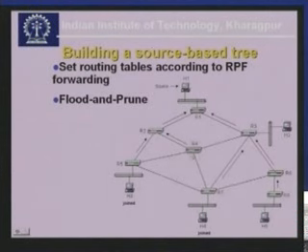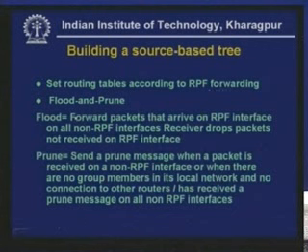So for building a source based tree in a network like this, set routing tables according to RPF forwarding, and then use flood and prune. We will discuss this. Set routing tables according to RPF, as we have already discussed, and then do flood and pruning. What is flood? Forward packets that arrive on the RPF interface on all non-RPF interfaces. Receivers drop packets not received on RPF interfaces.